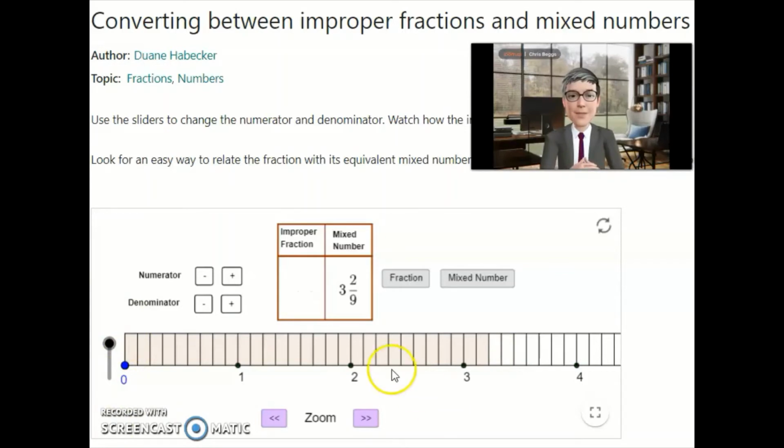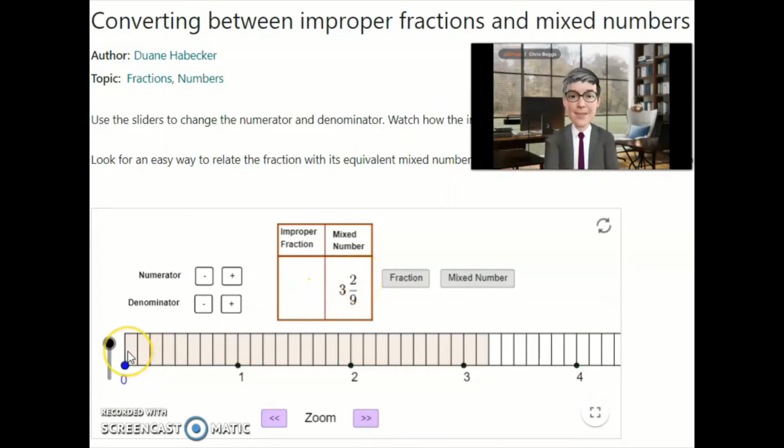And in this example, if somebody told me I have a mixed number of 3 and 2 ninths, then I've got to think about how many ninths there are in 1. There are 9. 3 nines are 27. So the 3 here would be 27 ninths, plus another 2 ninths would be 29 ninths.